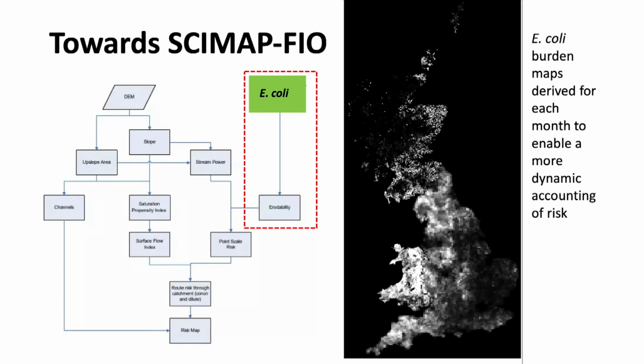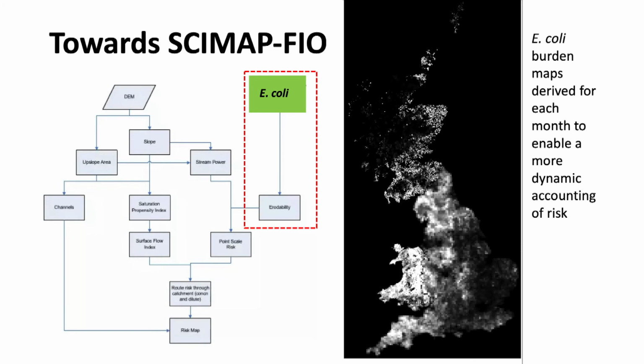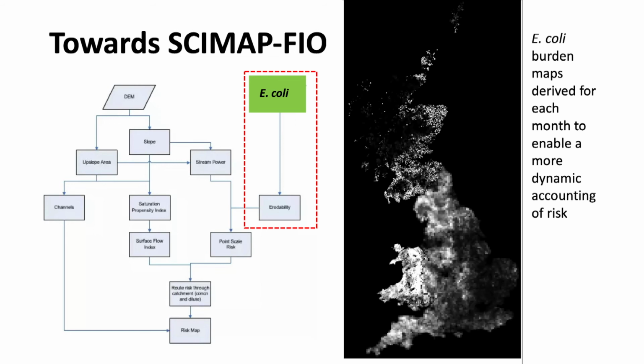So this is the same data but just shown in black and white through an animation that Phil produced. But what you can see is basically the change in E. coli numbers as we move through January, February, March, all the way through to December, and peak E. coli accumulating during the summer months. And that's in the background of SCIMAP-FIO. So we have a kind of dynamic accounting for what's happening with the E. coli on land. So that got us around that time integrated issue to make it a more dynamic approach.